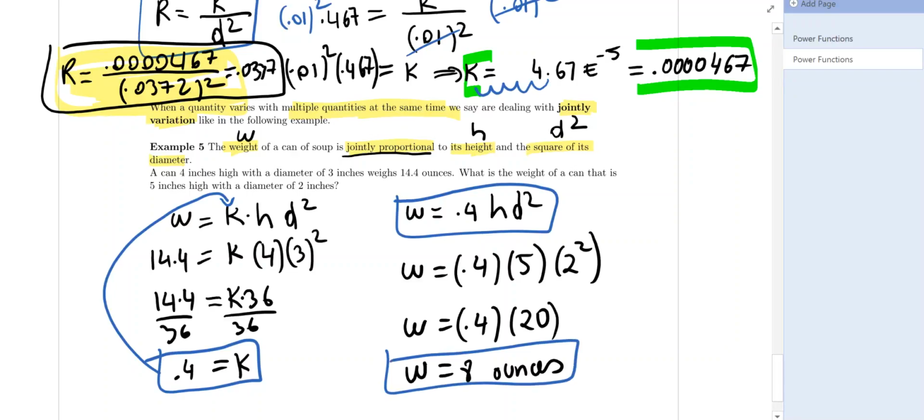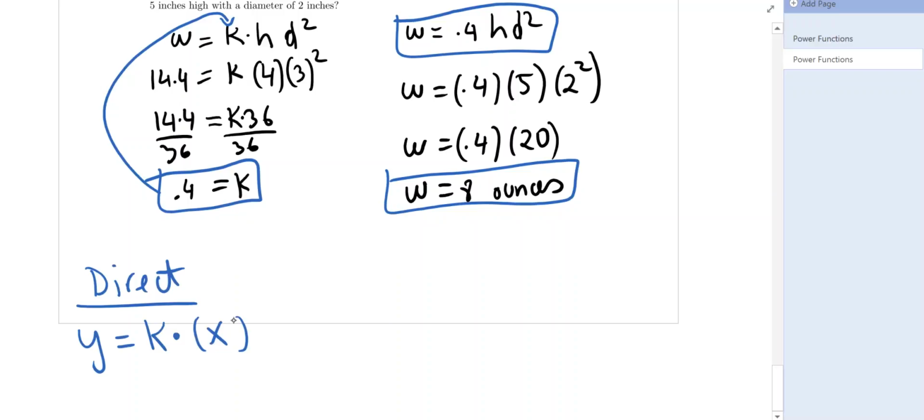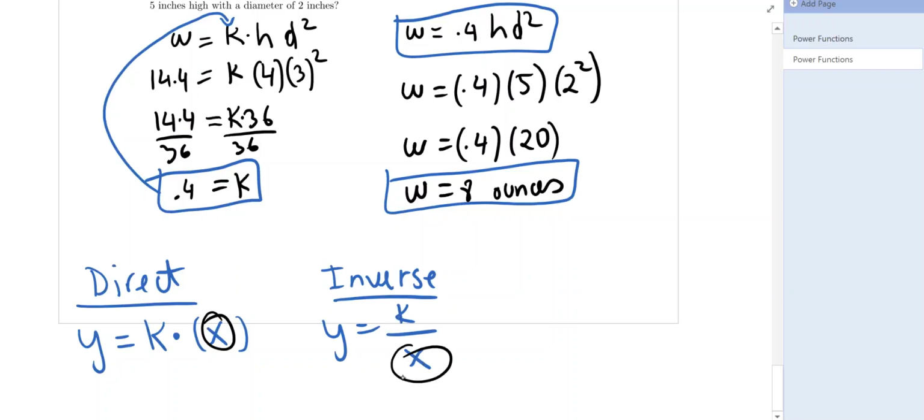So every time you have a problem that involves either direct variation, inverse variation, or joint variation, you basically need to know the formula. So for direct variation, you have y equals k times your input, your x. Inverse is y equals k divided by the input. But keep in mind that this input can be like square root of x or x squared, diameter squared, or it's different depending on the problem.